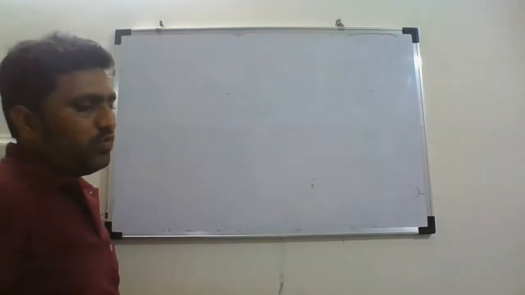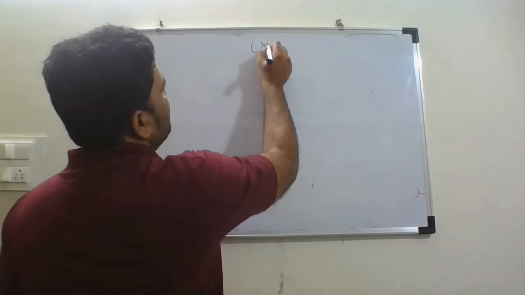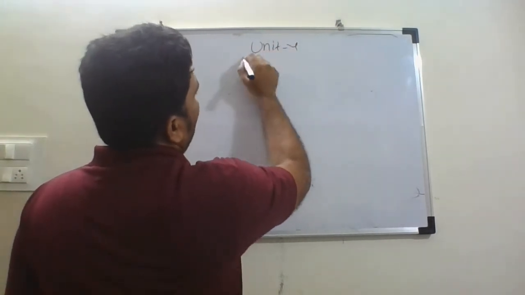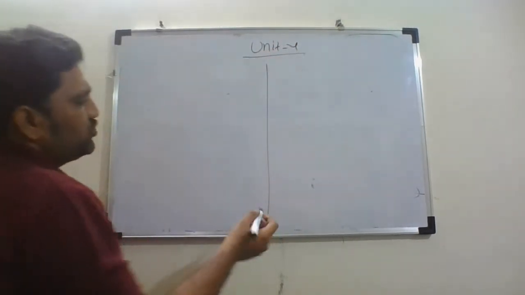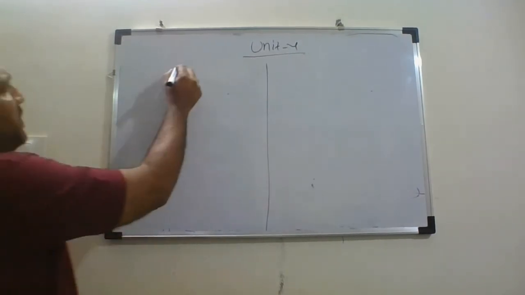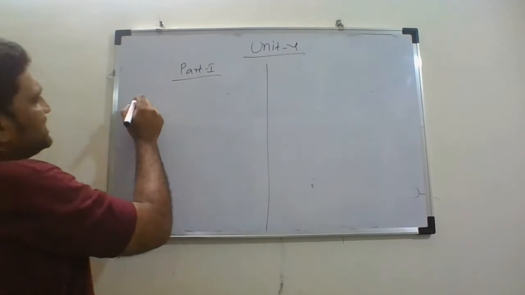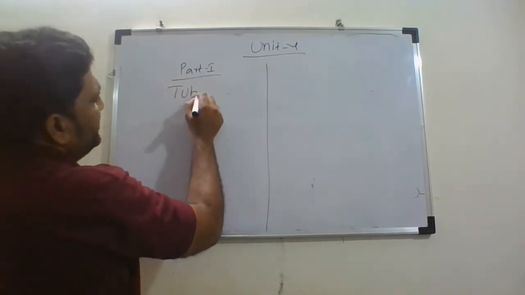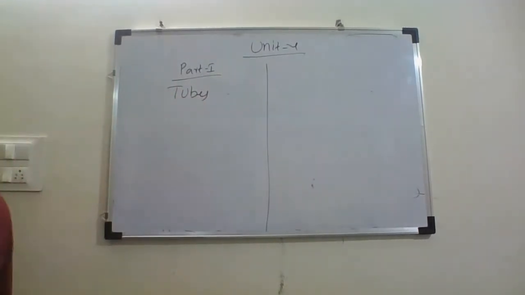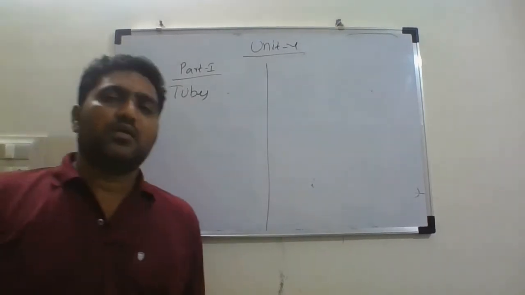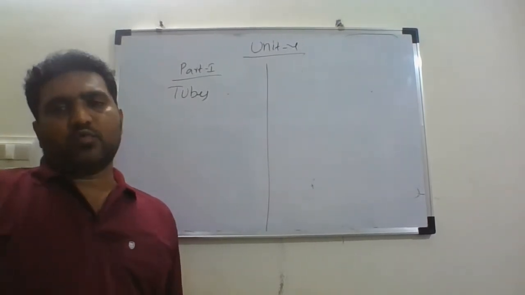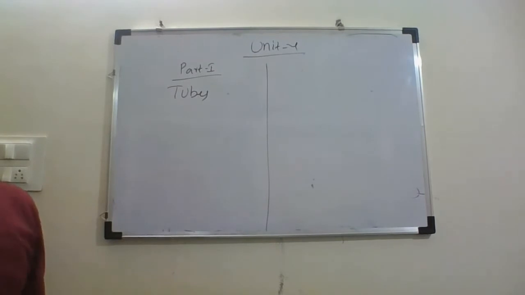So unit 4 of our syllabus discusses, again there are two parts in it, so every unit has two parts. The first part of the fourth unit discusses the microwave tubes. Tubes are the structures that are useful for generating the microwave signals. So the first part discusses the tubes.